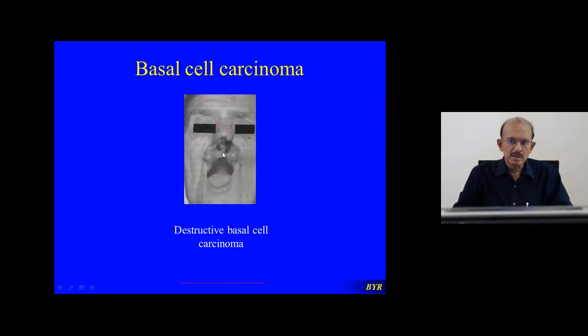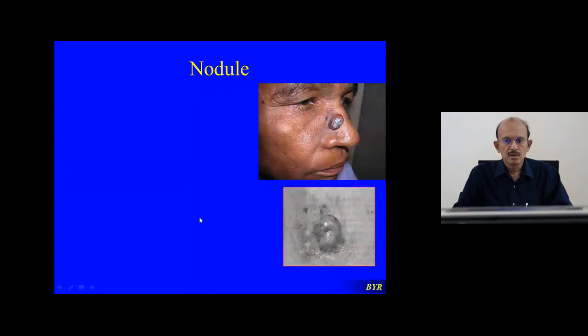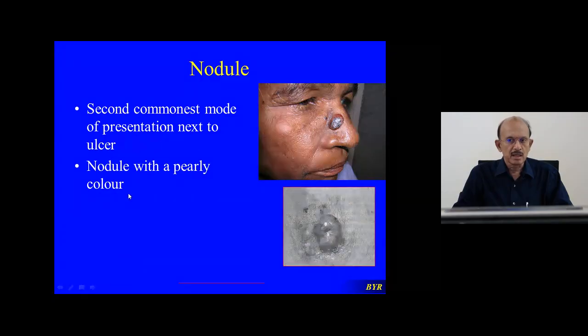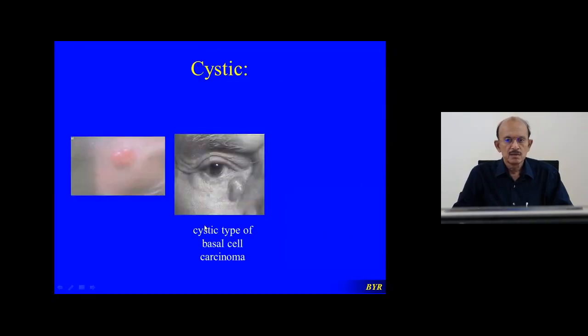You can see how the ulcer has eroded into the lip musculature as well as into the bones. It has eroded into the cartilage, into the septum of the nose, and into the bones. The nodule: second commonest mode of presentation next to ulceration. It looks like a nodule with a pearly color. Cystic: raised, circumscribed cystic lesion.